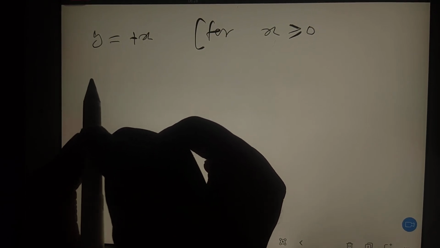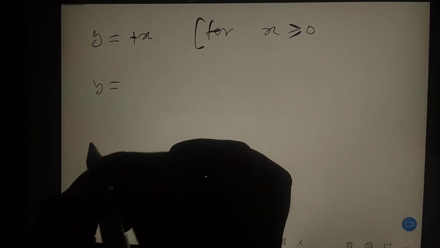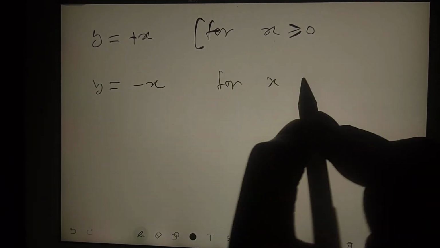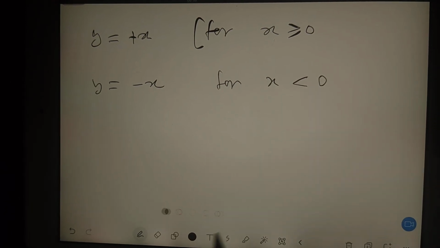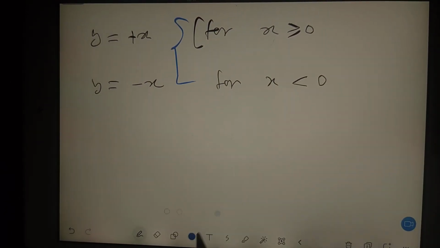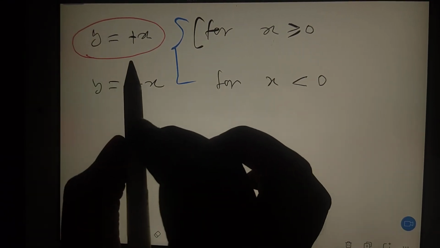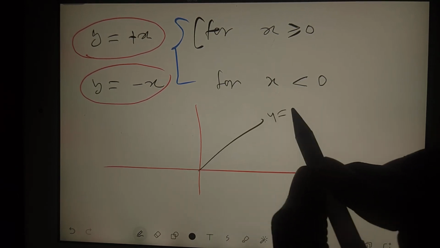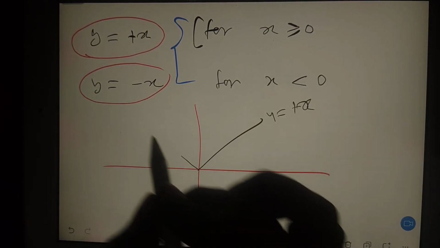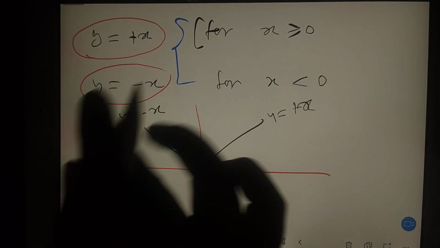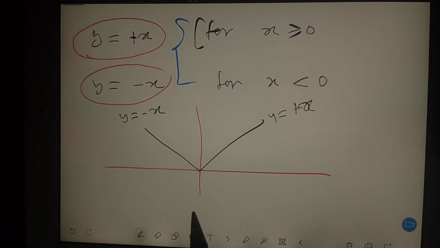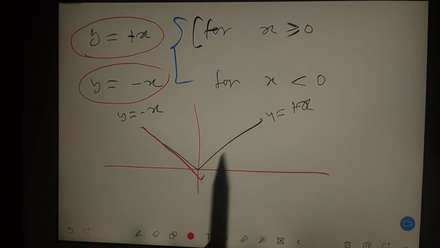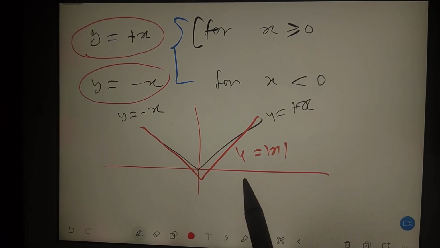Then this mod of x will become minus x for x less than 0. So for these two conditions, I will consider this as a different graph and this as a different graph. That's why this line is the y is equal to plus x line, and this line is the y is equal to minus x line. Done. That's why this total V shape is known as the y is equal to mod of x graph.